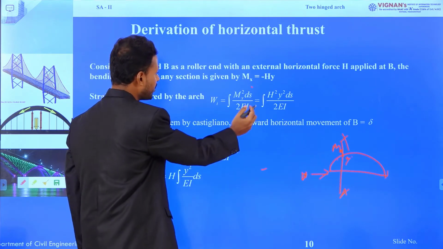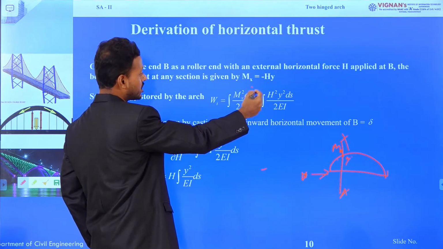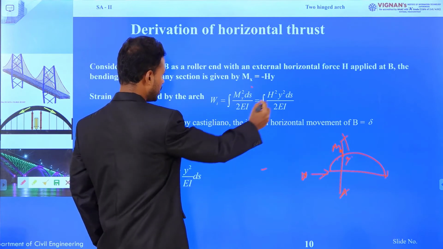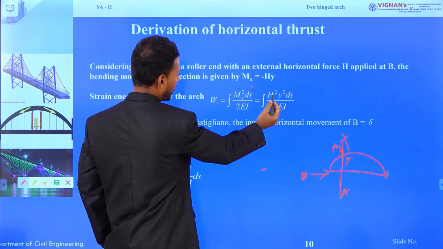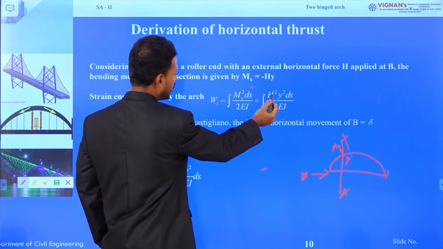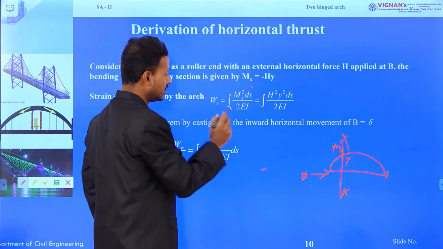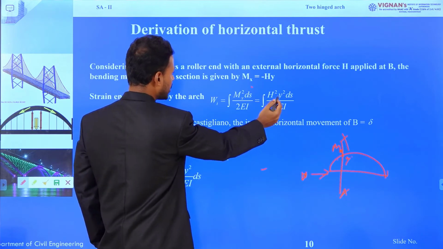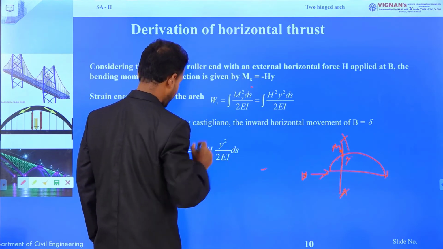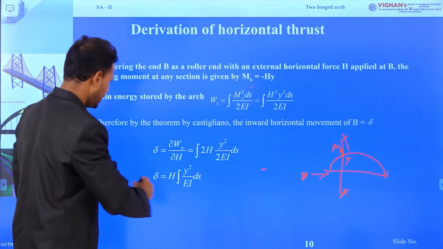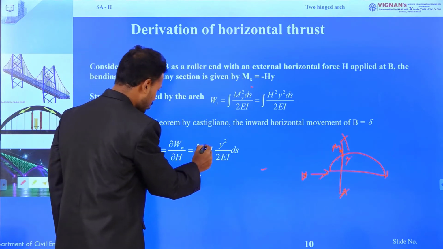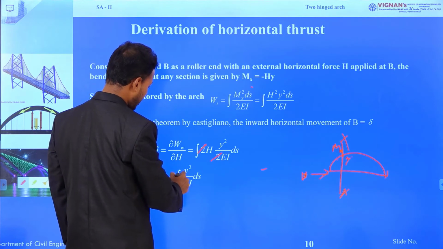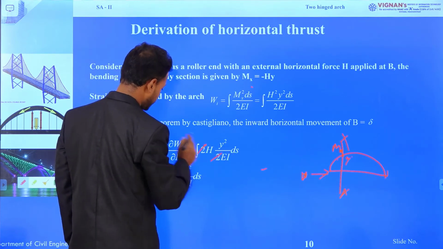Say we are differentiating this function, then we will integrate. So we are differentiating with respect to H. So y square is constant and H is the variable. The derivative of x square is 2x, so the derivative of H square equals 2 into H into y square ds by 2EI. Now the 2 cancels, so we have delta equals to H into integration of y square ds by EI.